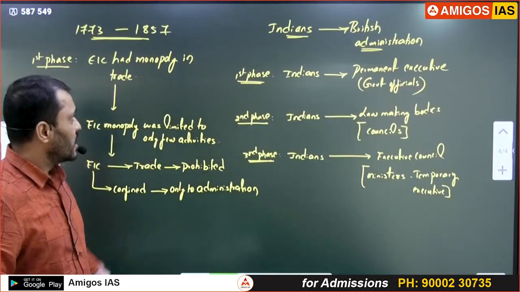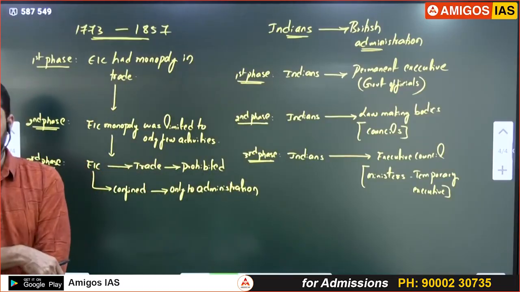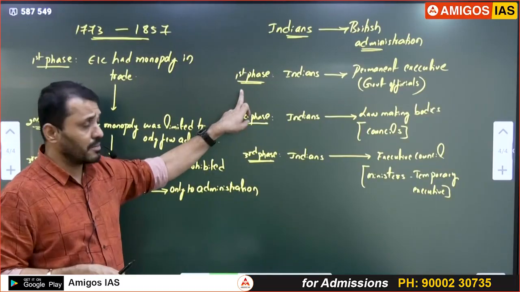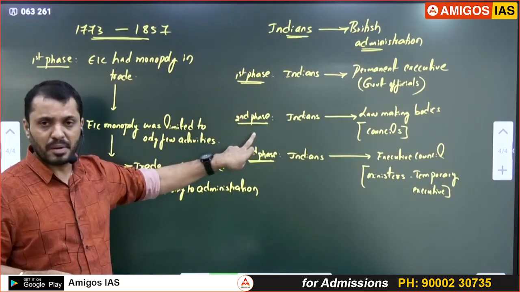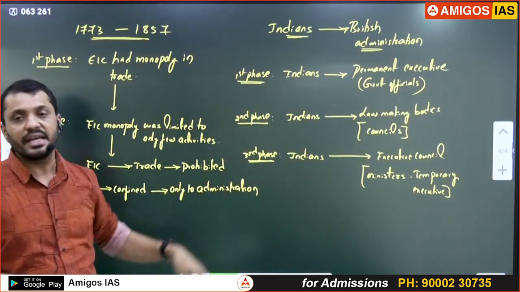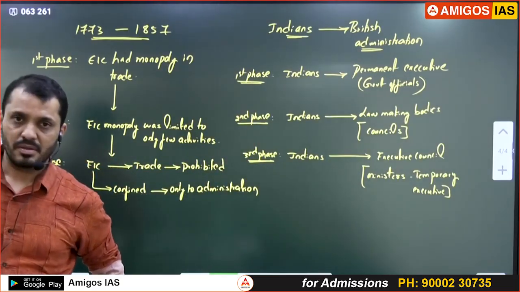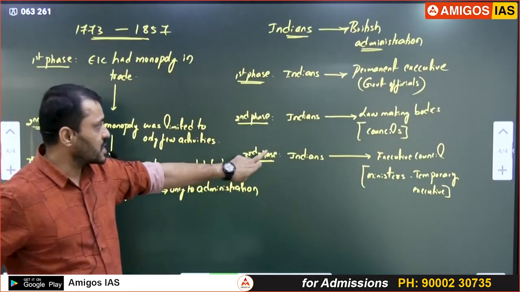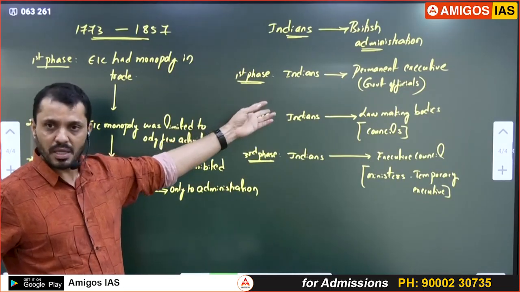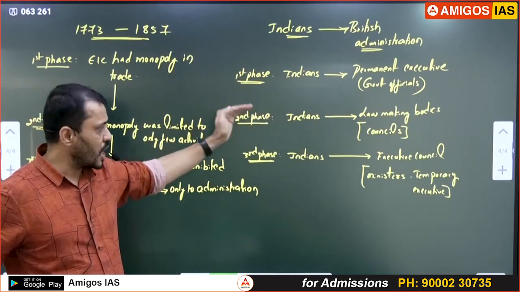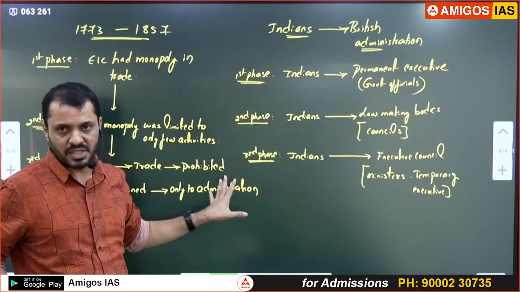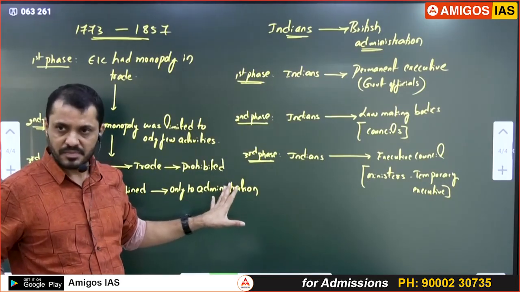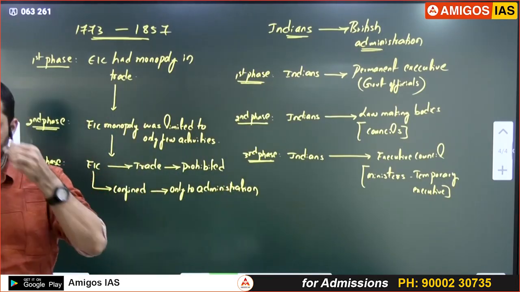So this is about Indians' journey with British administration. First, we became government servants, then we became part of the lawmaking body, then finally we became the ministers. Because once we become the ministers, obviously staff will work under the minister only. This is how slowly we evolved over the period of time. Are we clear, guys?